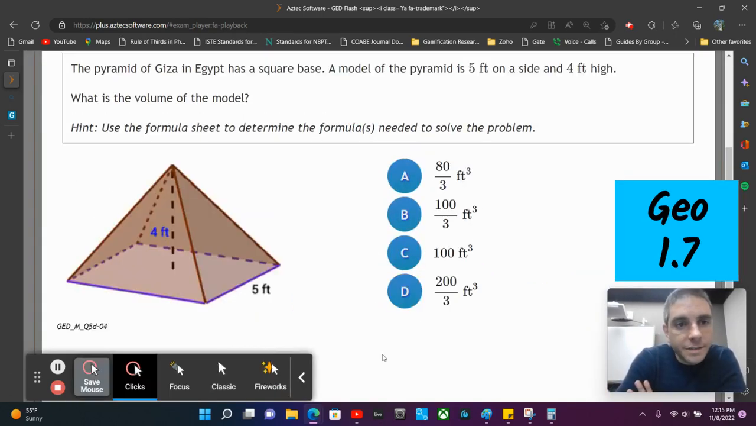The Pyramid of Giza in Egypt has a square base. A model of the pyramid is 5 feet on a side and 4 feet high. What is the volume of the model?